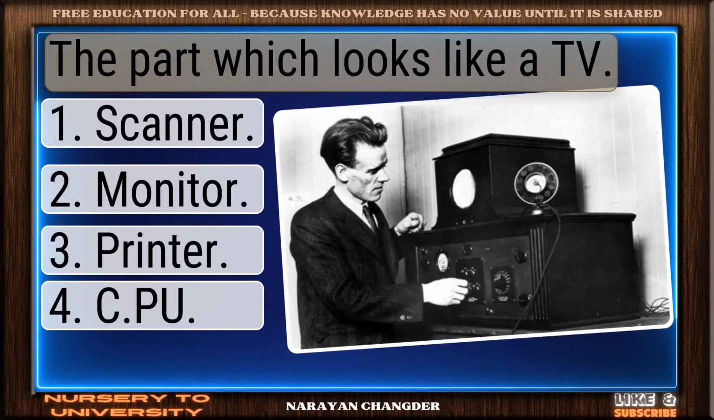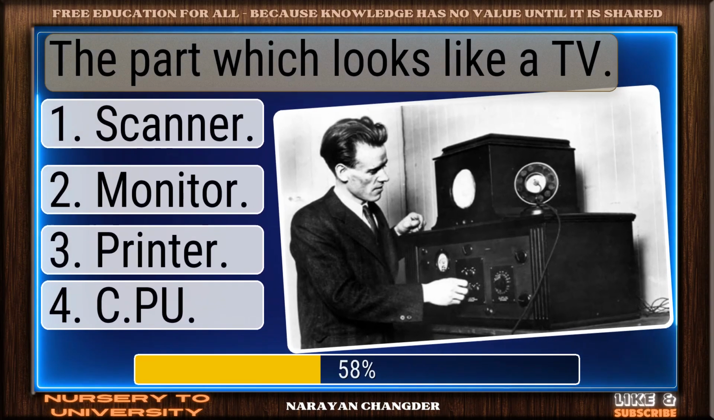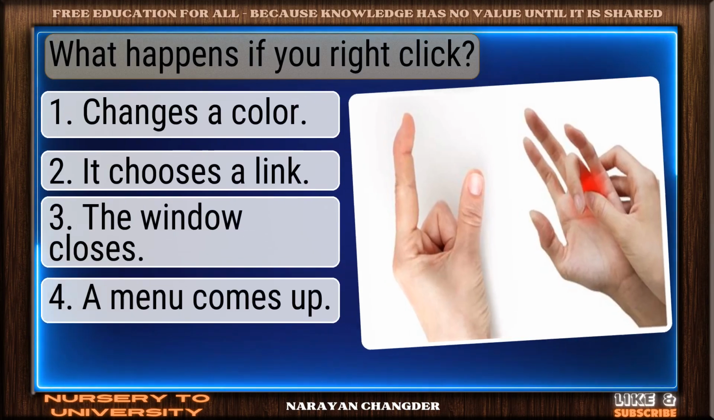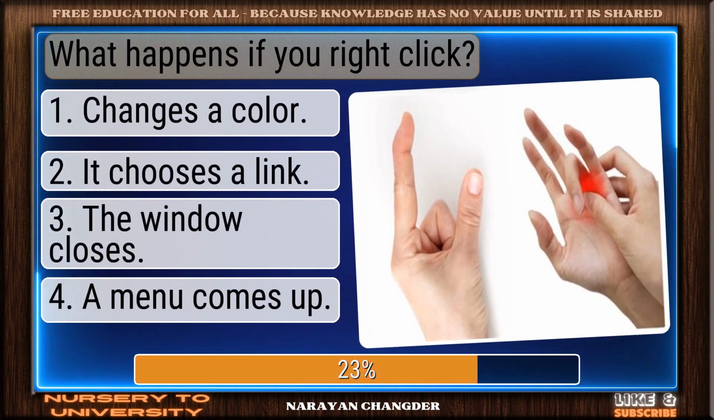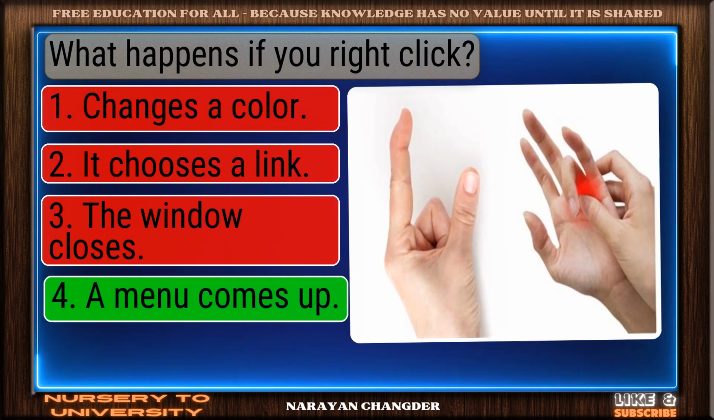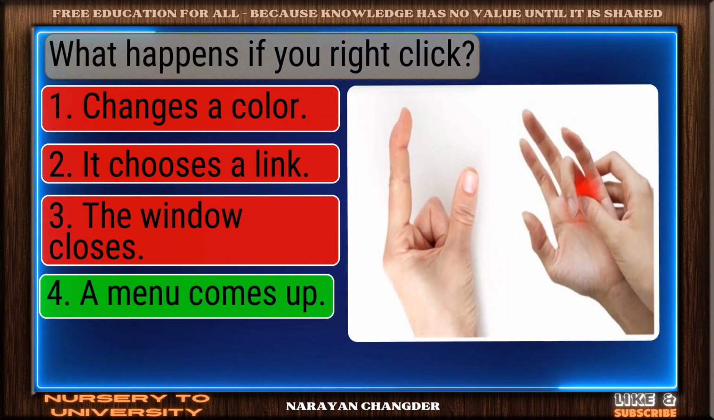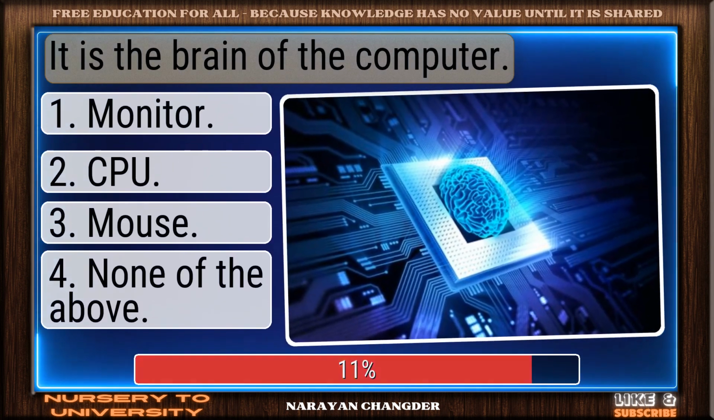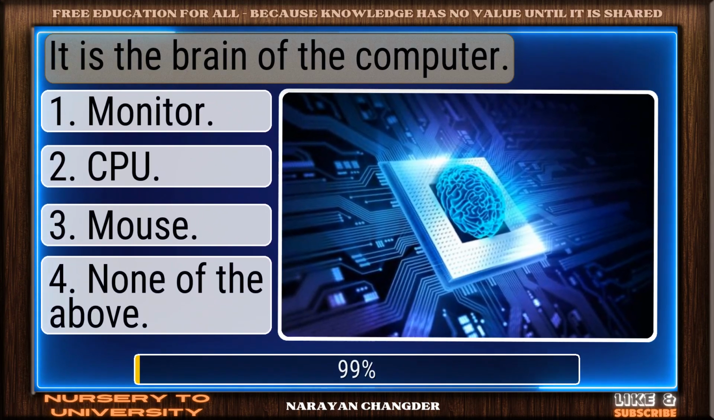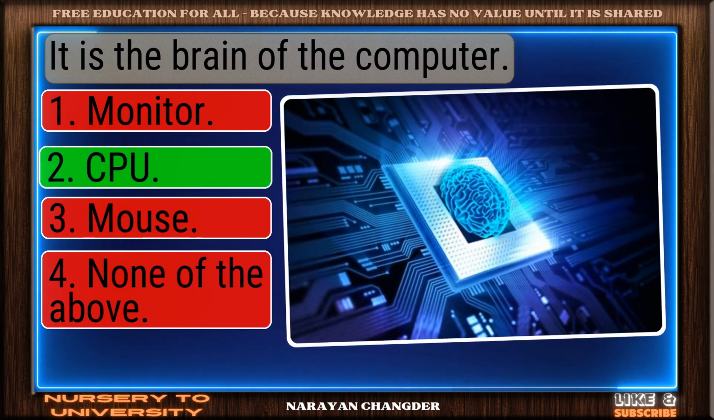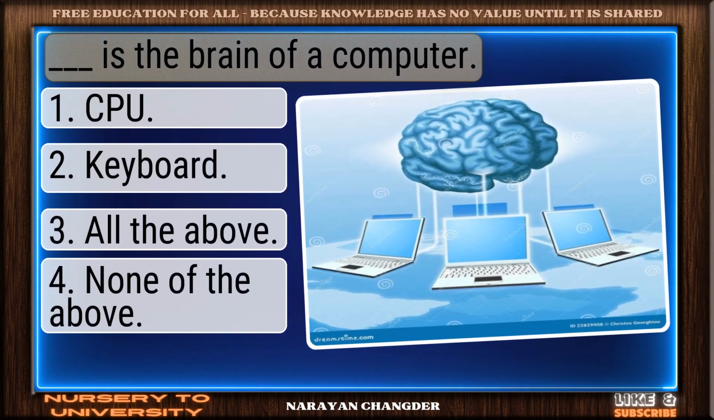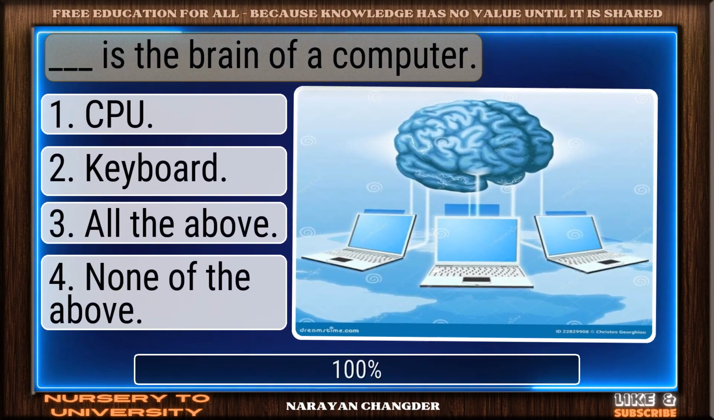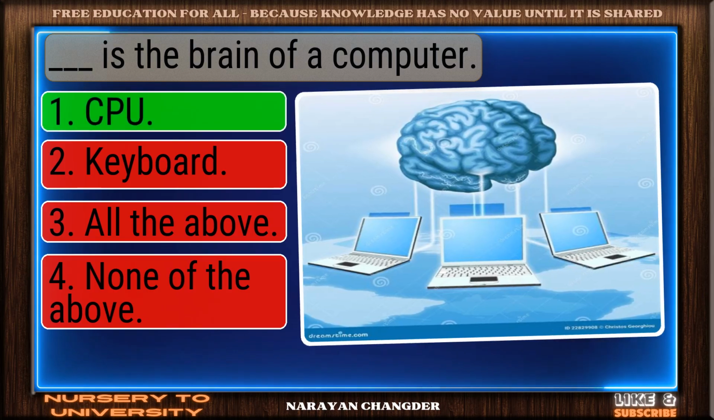The part which looks like a TV. Good job. Monitor works well. What happens if you right-click? Nice selection. A menu comes up is correct. It is the brain of the computer. Great job. CPU is accurate. Dash is the brain of a computer. Excellent. CPU is well reasoned.